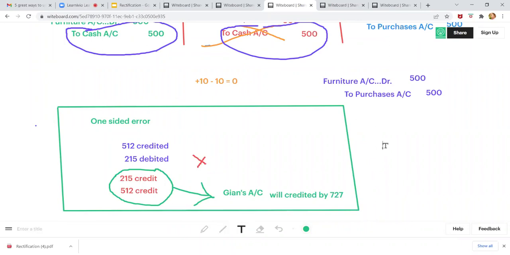So here we will debit the suspense account and credit, yes Khushi, we will credit whose account? That is Jian's account, with the amount of rupees 727.